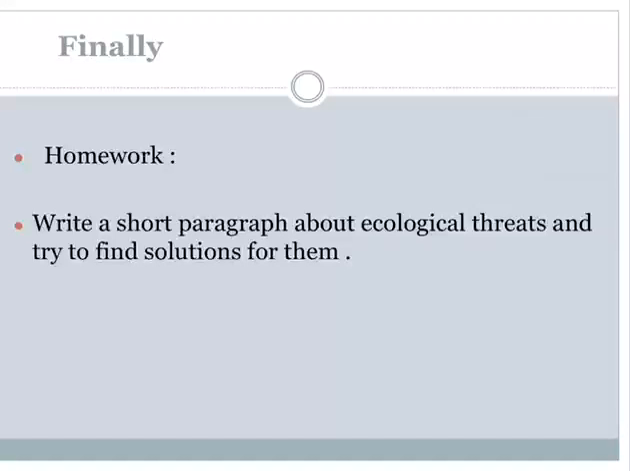Finally, you are going to have some kind of homework. You are going to write a short paragraph about ecological threats and try to find some solutions for them.